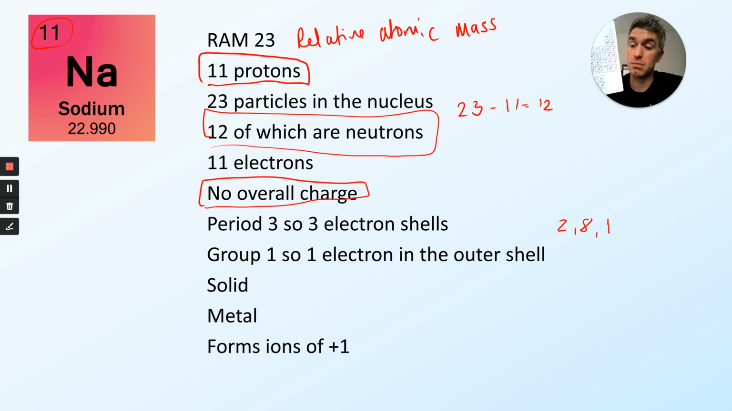It's solid because on your periodic table you can see from the colour of the letters of the symbol, different colours mean solid, liquid or gas. It's a solid. It's a metal because it's on this side of the table, and because it's in group 1 it forms ions of +1. We'll come back to that on another lesson, but hopefully you got all of those, and if you didn't, write them down.